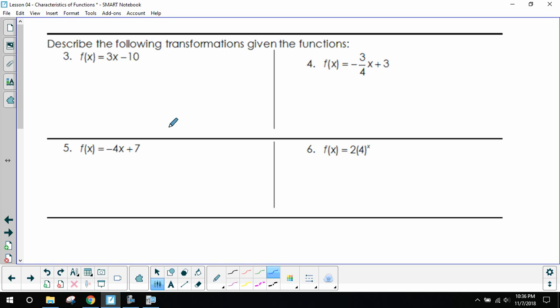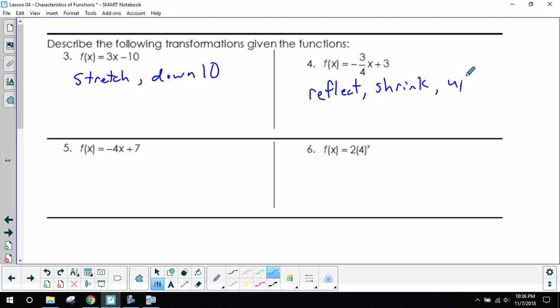3 makes it stretch, and then negative 10 means we went down 10. Oh, I could be done before 11. I could go to bed. So negative makes it reflect. 3/4 means it shrinks. And we went up. Again, I'm being real quick about this. Negative makes it reflect. 4 means it stretches. 7 means it went up. 2, we're going to argue the fact that that's a stretch. By that 2, I put by 2 underneath it to remind you. 4, we're going to argue it's greater than 1, so it's a growth factor.